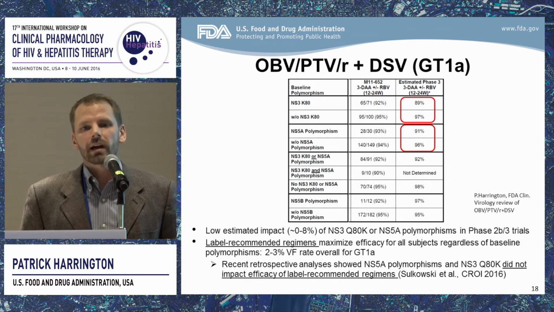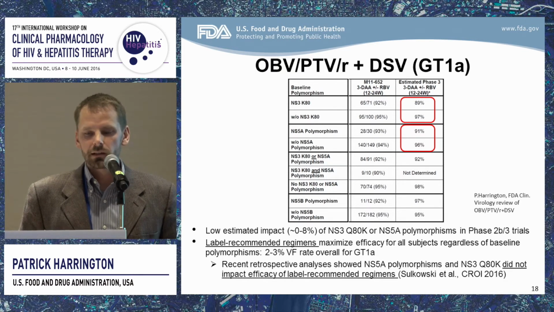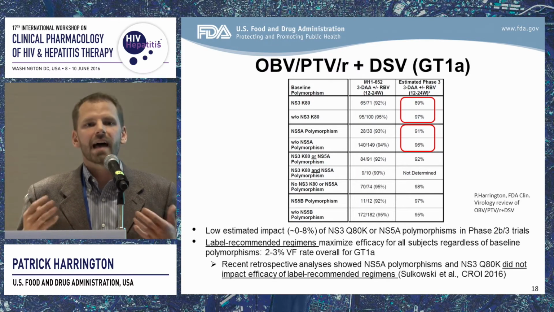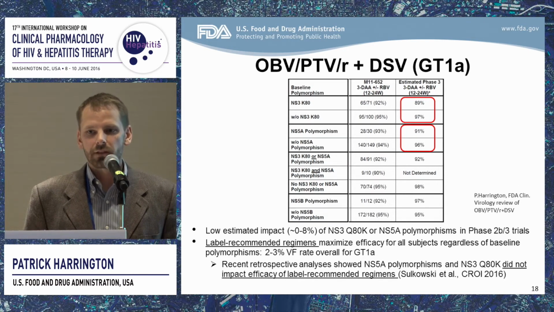So the label-recommended regimens are associated with about a 2 to 3% virologic failure rate overall for genotype 1A patients. And when you consider that Q80K or an NS5A polymorphism, one or more of those, might be present in at least half of the genotype 1A population, with such a low virologic failure rate, this tells you that those polymorphisms are really not having that big of an impact on treatment outcome.